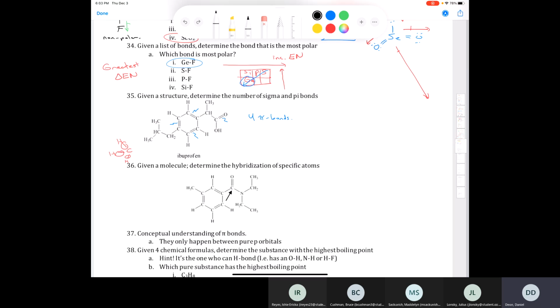Bruce asked me how many pi bonds are in a triple bond, right? The first bond is always a sigma. So in a triple bond, you have 2 pi bonds. All right. Anyhow, let me tally this up again.